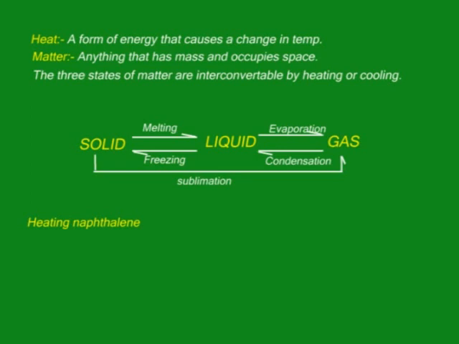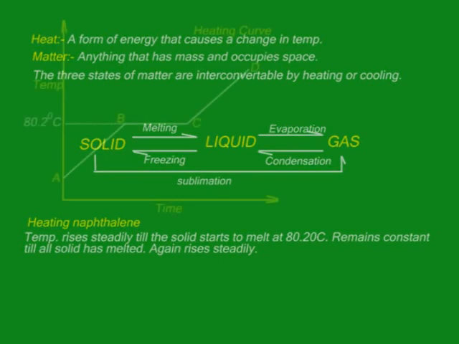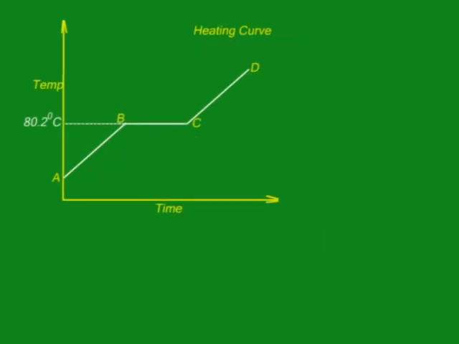When naphthalene is heated in a boiling tube and temperature recorded at various time intervals, some interesting observations are made. The temperature rises steadily until the solid starts to melt. At this point, it remains constant until all the solid has melted, and then the temperature rises steadily again. Now we can have a sketch of temperature against time for the above information. This is shown on your screen, and we call this a heating curve. So let's try and explain what happens at the various phases.